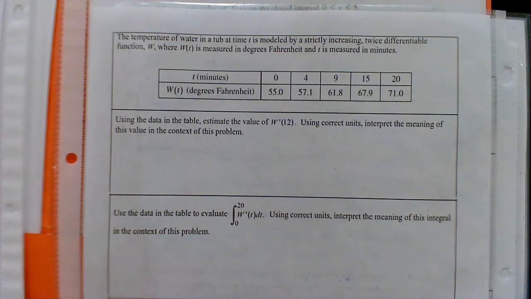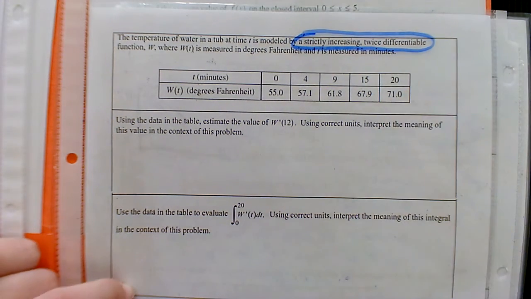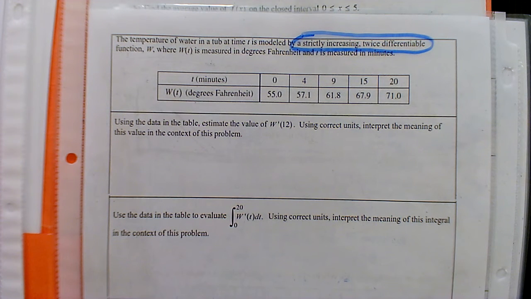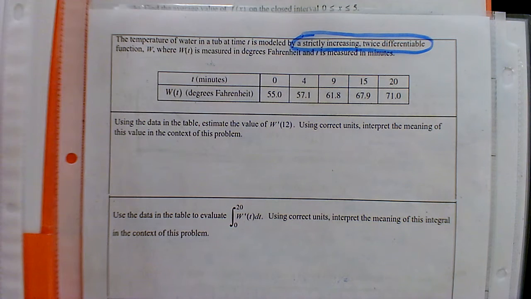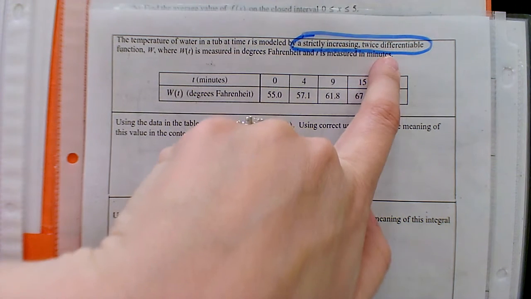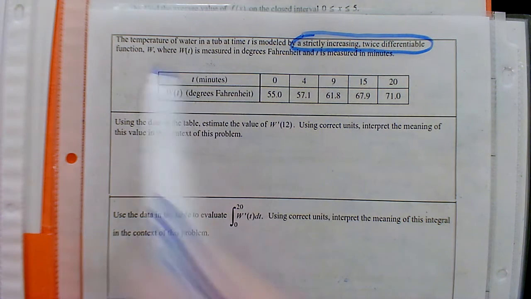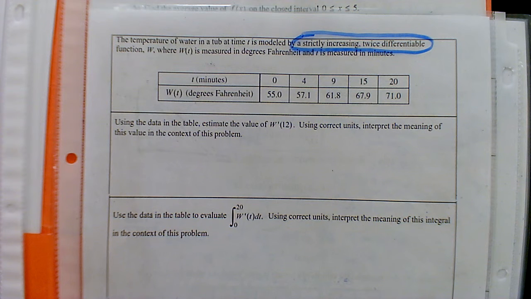So this one, the temperature of water in a tub is modeled by a strictly increasing twice differentiable function. Okay, so it's only going up. Do we know what twice differentiable means? You can take 2 derivatives, okay, and since it said differentiable, that also implies continuity. Good. So it's only going up, you can take 2 derivatives, and it's continuous as well. Okay, so this function w of t represents degrees Fahrenheit. So let's check out the first question.